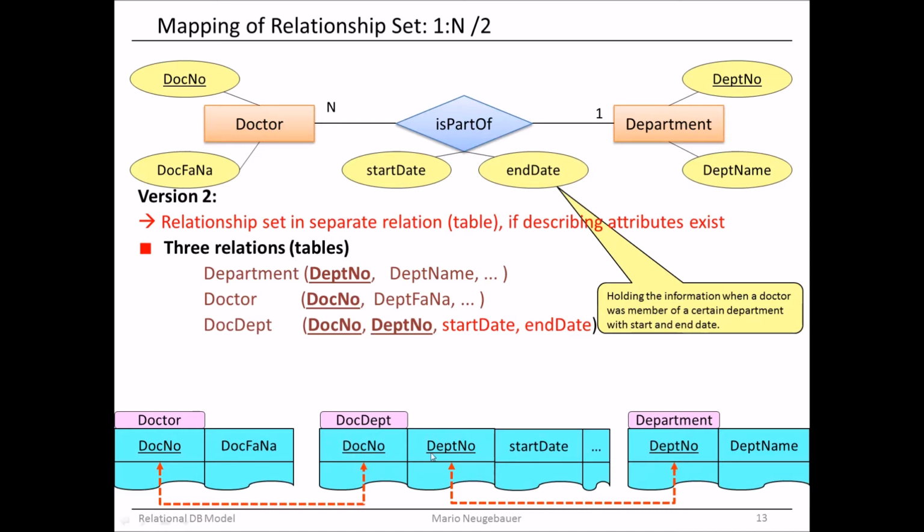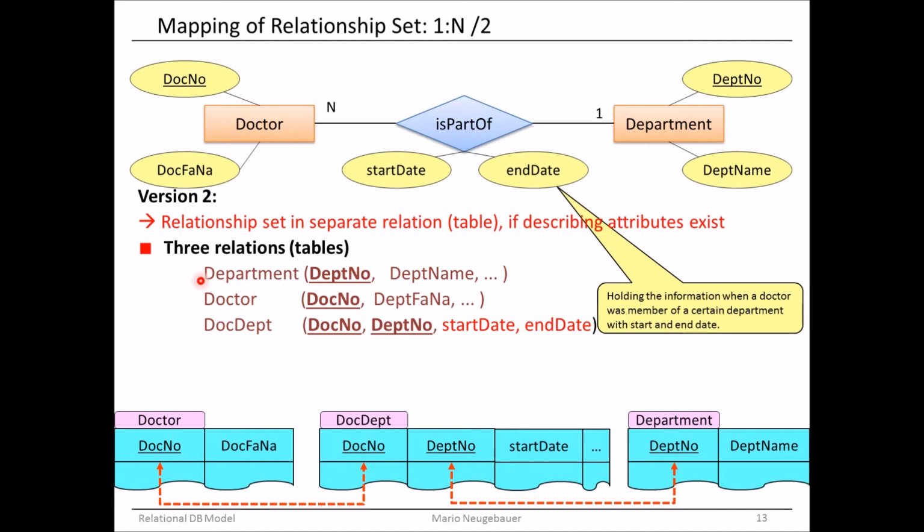And then we also have the start date and the end date, maybe, which are the attributes of the relationship set. And therewith, we map this relationship set, which has attributes, onto our relational database model with this central table for the connection and for the housing of the attributes start date and end date.